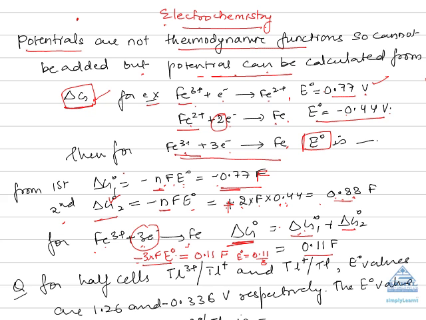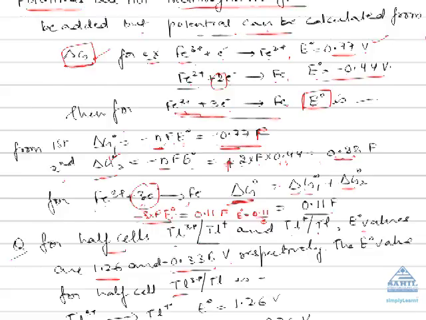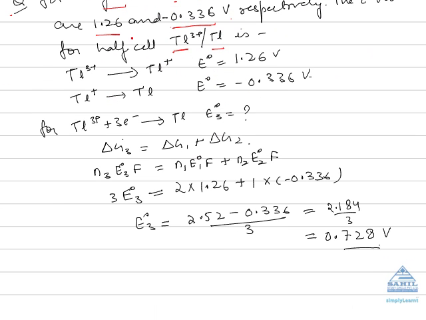Okay, now let us take an example. For the half cell, we are given thallium 3+ to thallium+, and thallium+ to thallium. E0 values are given as 1.26 and minus 0.336 volt respectively. Now if we want to calculate the E0 value for thallium 3+ to thallium, we cannot add or subtract the E0 values, so we have to apply the thermodynamic function, that is delta G.